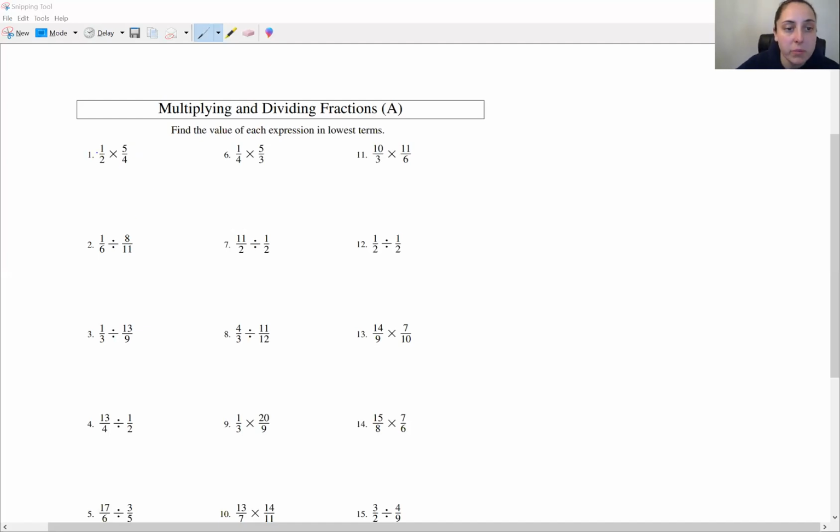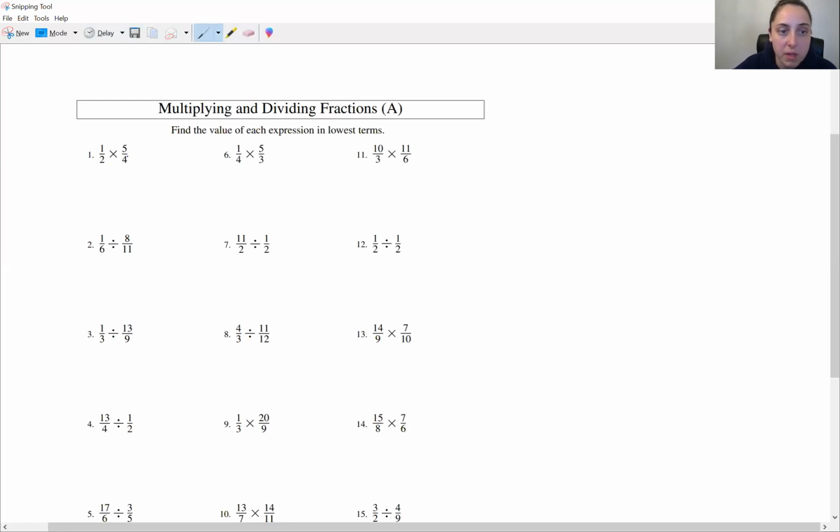So number one, we have 1/2 multiplied by 5/4. What do we know about multiplication? I'll just do it over here on the side. If I have, let's say, A over B multiplied by C over D, you just multiply across. So A would multiply by C, B would multiply by D. It's confusing when you do it with letters, so now we'll practice in this first one with actual numbers.